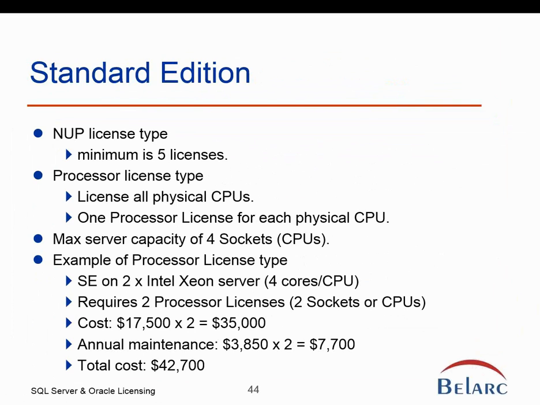So here's an example. We use exactly the same server as before. It's got 2 Intel Xeon CPUs, which each have 4 cores. So in this case, the cores don't matter. So it's just the fact that there are 2 CPUs means you need 2 licenses. So your cost is 2 licenses times the cost per license. And you see the numbers spelled out here.